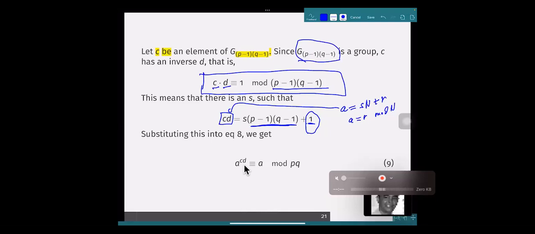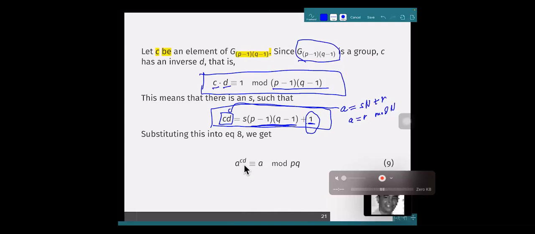Okay, take a look. This is very important. You stare for a moment at this equation: CD equals S(P-1)(Q-1) plus 1. Stare for a moment. Put it into your memory, and then take a look at the other.